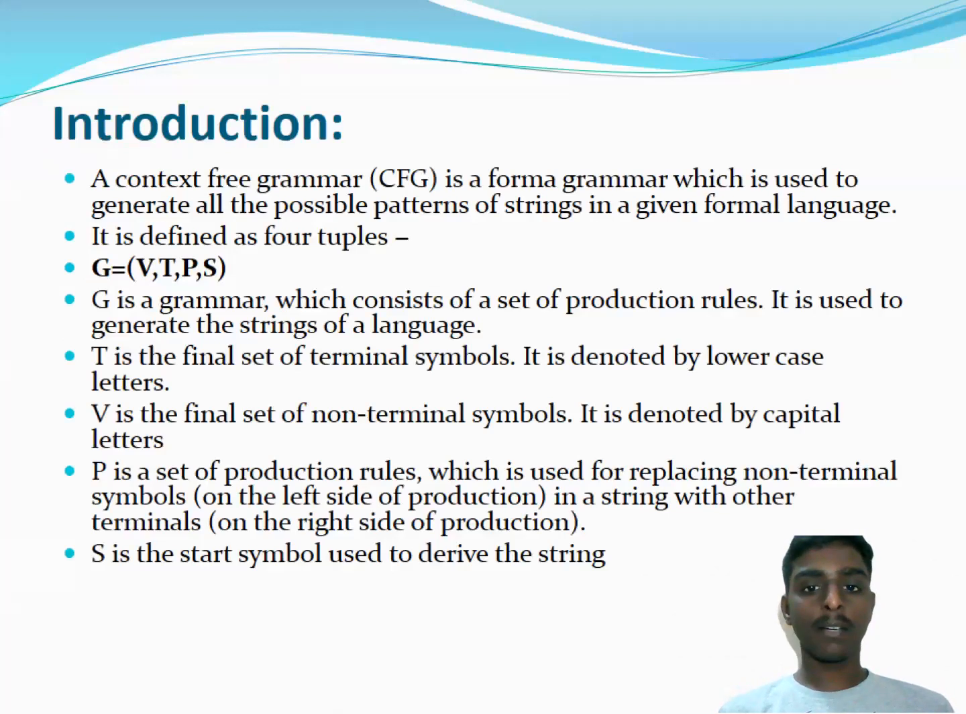Introduction. A context-free grammar (CFG) is a formal grammar which is used to generate all possible patterns of strings in a given formal language. It is also defined as four tuples, G equals (V, T, P, S). As we know, G is a grammar, T is the finite set of terminal symbols, V is the finite set of non-terminal symbols, and P is the set of production rules, which is used for replacing non-terminal symbols in a string with other terminals. S is the start symbol used to derive the string.